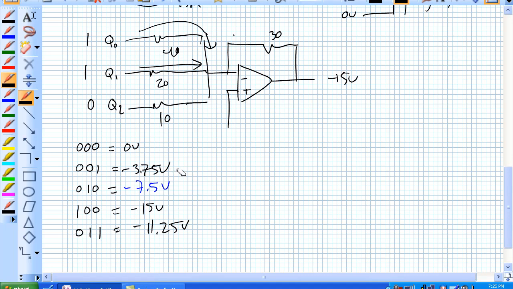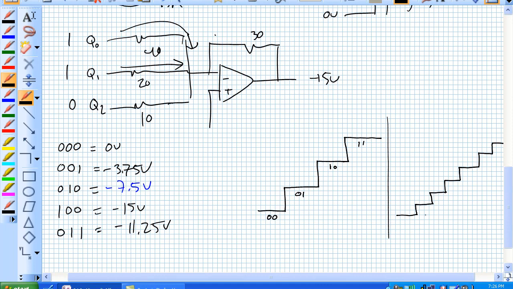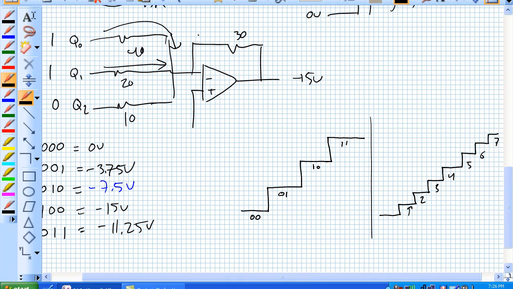Previously, in our 2-bit example, we were limited to 0, 7.5, 15, 22.5. And that was 0, 0, 0, 1, 1, 0, and 1, 1. But now with our 3-bit example, we have gotten intermediate values in between this. 1 step, 2 steps, 3 steps, 4 steps, 5, 6, and I need to draw another one, 7 steps, because we're using 3-bit there. So we're getting steps of negative 3.75 volts instead of giant leaps of negative 7.5 volts.